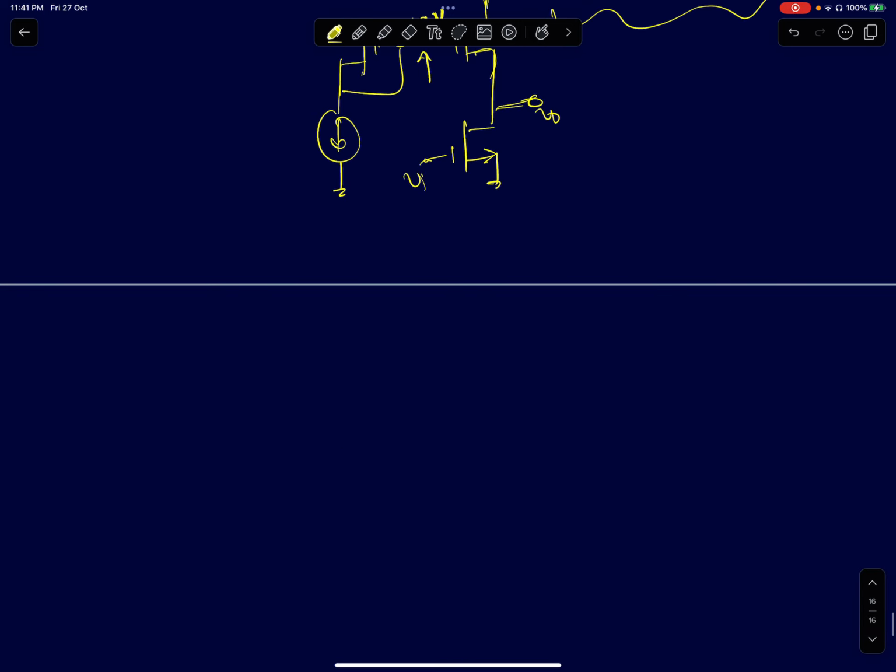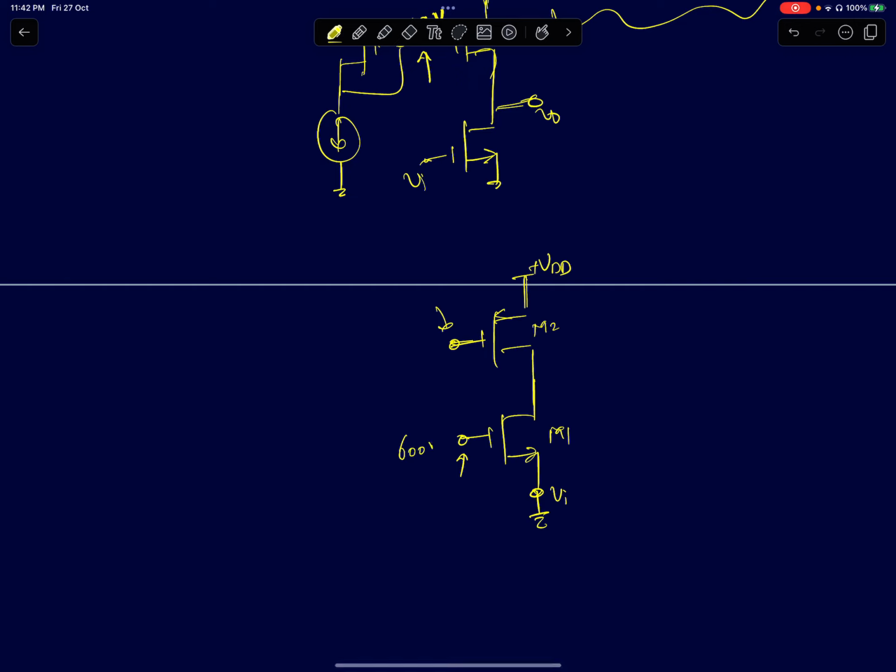Similarly, if I want to bias my common gate amplifier, assuming the source voltage is 0 under DC bias conditions, the structure looks like this. The common gate amplifier, the first stage, M1, M2, looks something like this. So you have VDD, and I need to set these two bias voltages. This bias voltage should be 600 millivolts, and this bias voltage should be 1.4 volts. So how do I set both these bias voltages?